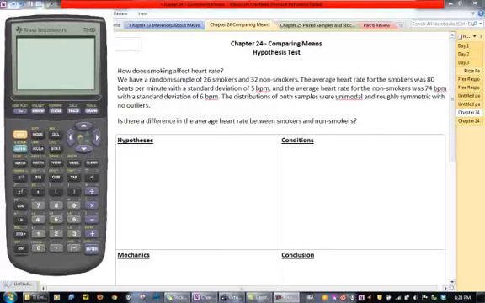This video will take us through Chapter 24, Comparing Means, the hypothesis test. How does smoking affect heart rate? That's the problem that we will be working on to learn this new test.